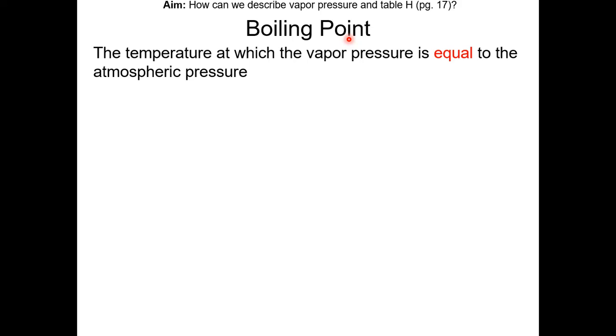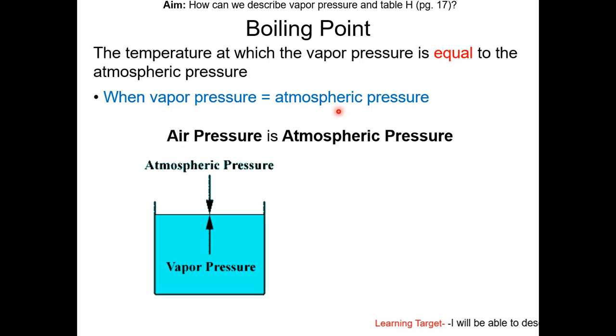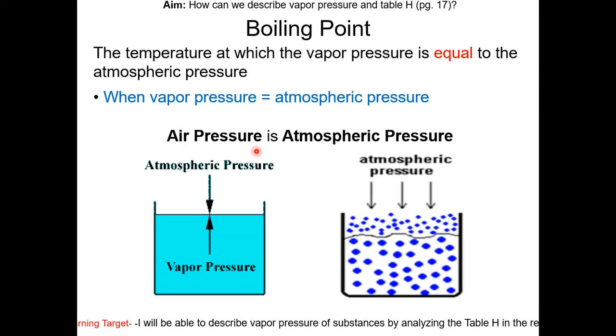Boiling point, which is the temperature at which a liquid becomes a gas, can also be defined as the temperature at which the vapor pressure is equal to the atmospheric pressure. When the vapor pressure is equal to the atmospheric pressure, your liquid will boil. So there are two forces acting on the liquid: the vapor pressure, which is pushing up, and the atmospheric pressure, which is the air pressure pushing down. When these two forces are equal, your liquid will boil.